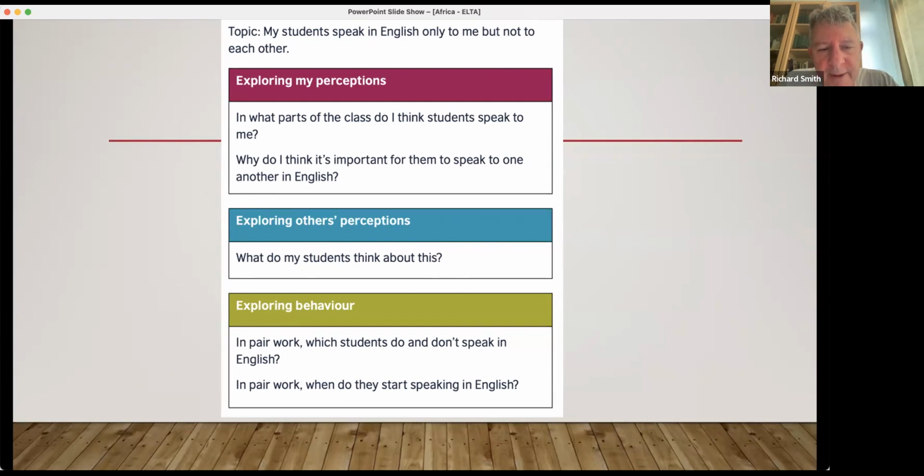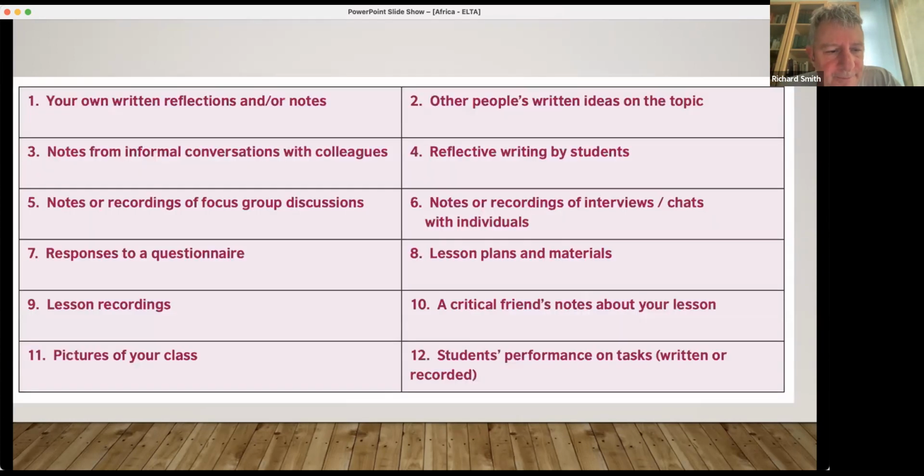well, in what parts of the class do I think students speak to me? So they do speak in English, but why do they speak to you? If answering this question could help to improve the situation, if you can discover why some students do speak to him in English. But also, why do I think it's important for them to speak to one another in English? That's a good question, just to clarify this teacher's beliefs, perceptions. So let's take that second one. Why do I think it's important for them to speak to one another in English?